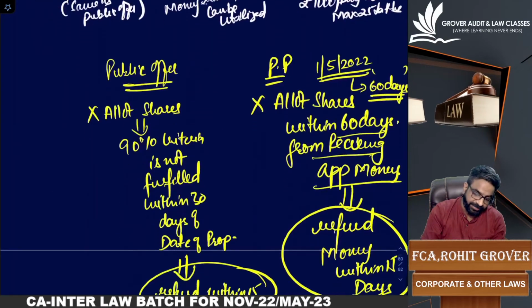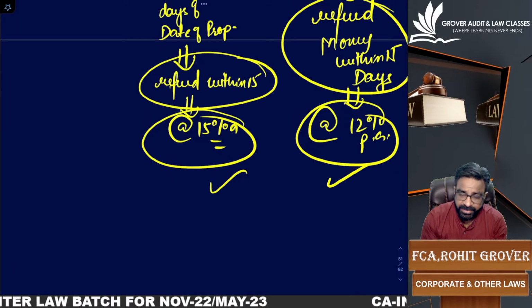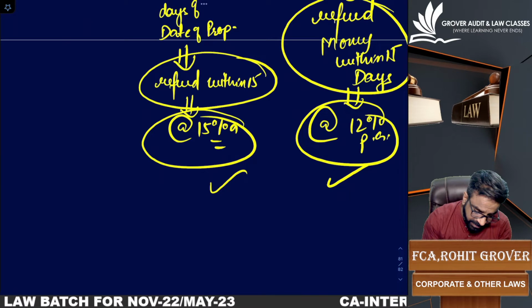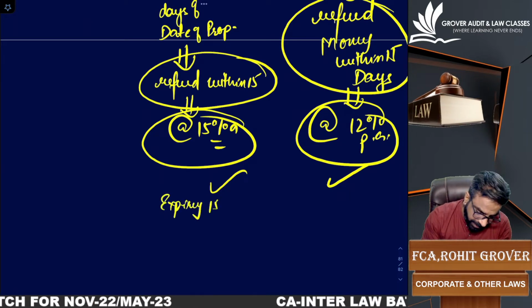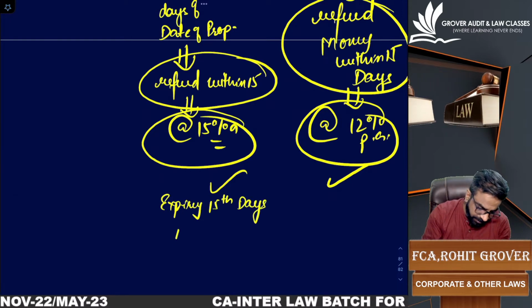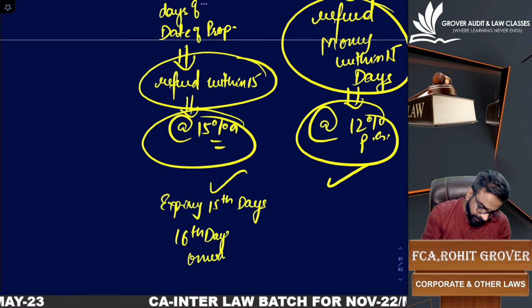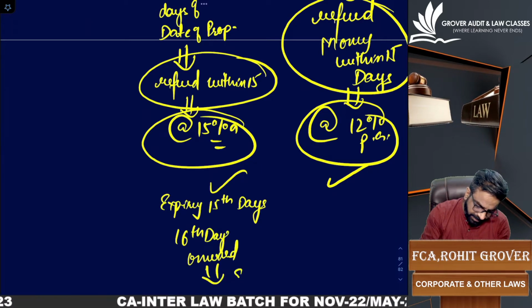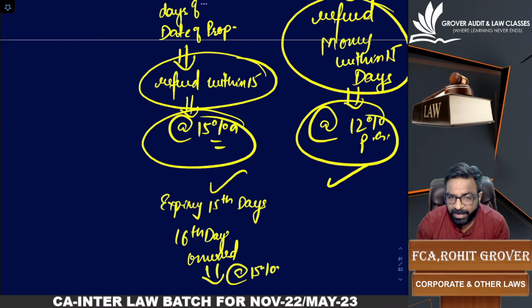Now the second difference, Ma'am. When we were paying the 15% interest here, this 15% per annum interest will start from the expiry of the 15th day. Am I correct? Yes, sir. It means from the 16th day onwards we have to start paying the interest penalty at the rate of 15%.